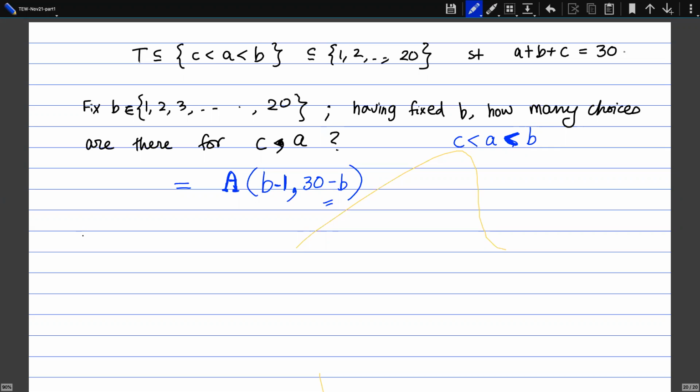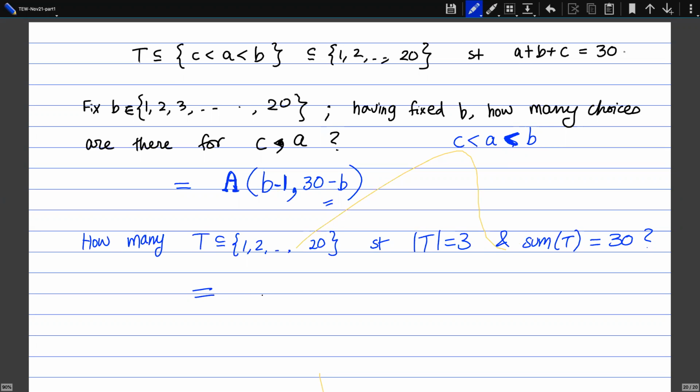So how many three element subsets can we find? How many T subset of 1 to 20 such that it has three elements and the sum of the three elements is 30. So that was our original problem. Now we know how to solve it. What's the answer?